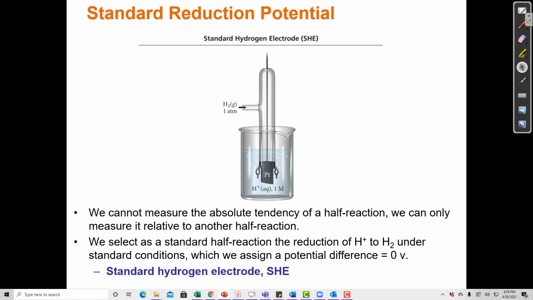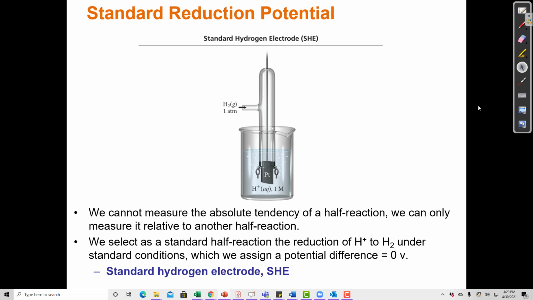So, to figure out these numbers in this table of standard reduction potentials, we use a reference electrode that we call the standard hydrogen electrode. And this is a half reaction that's just kind of a standard reference half reaction that we use, which is the reduction of H plus to H2 gas under standard conditions. And this has a potential difference that we just give arbitrarily as 0 volts. And that's just like we say that 0 degrees Celsius is where water freezes. It's an arbitrary number. It's something that we made up. That 0 doesn't mean anything.